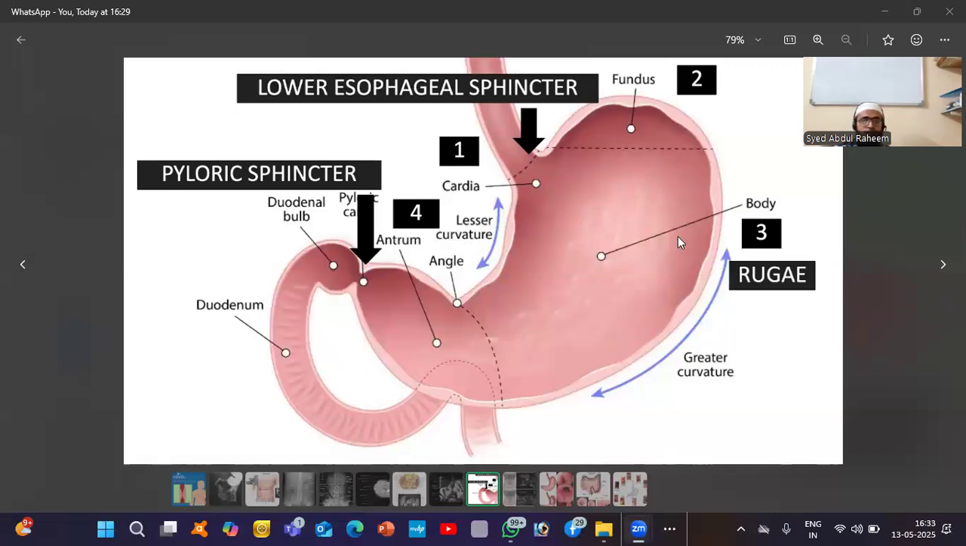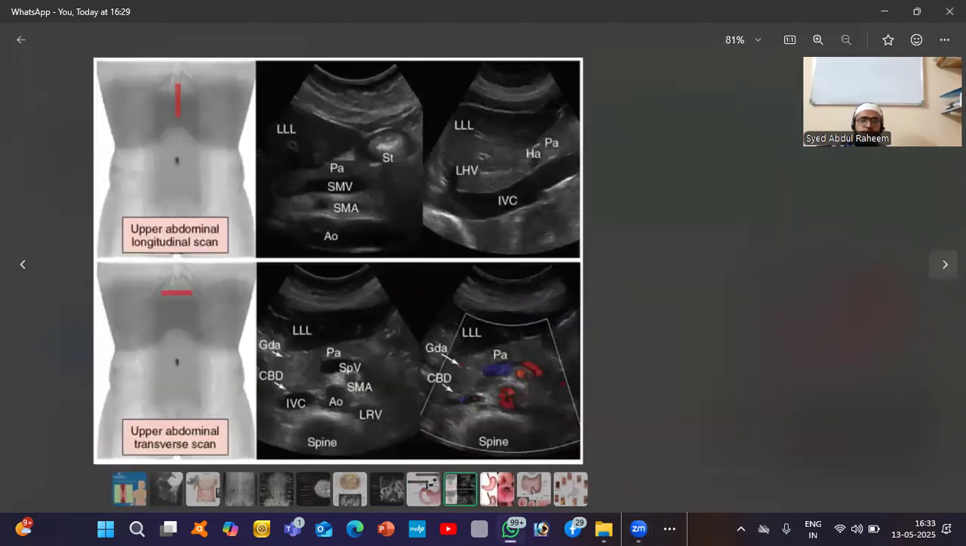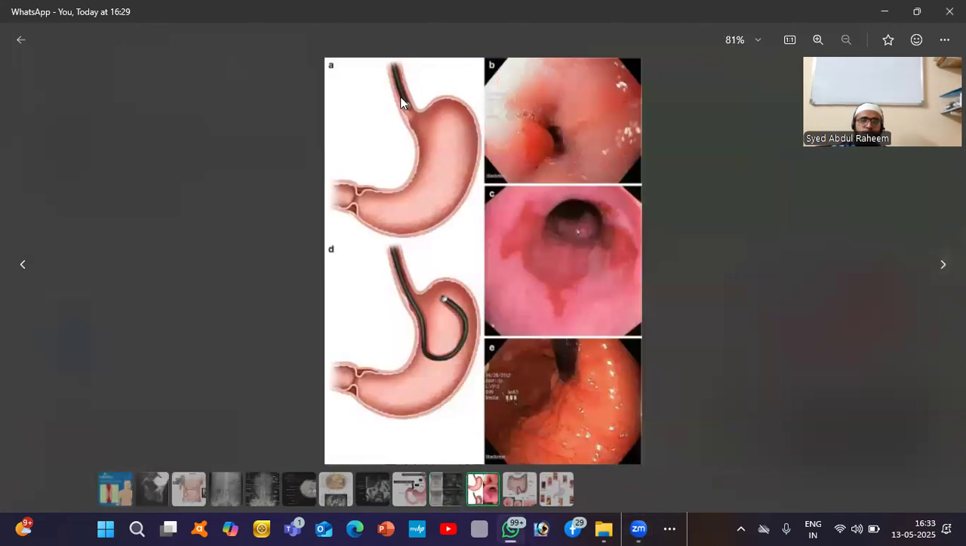This is called the fundus, body area. This is the greater curvature. This is the lesser curvature, cardia. Okay, these are the angles, antrum, pyloric sphincter, duodenal bulb, and duodenum. So these are the anatomical parts of the stomach, esophagus, and duodenum. So you can see that this is the endoscopy.